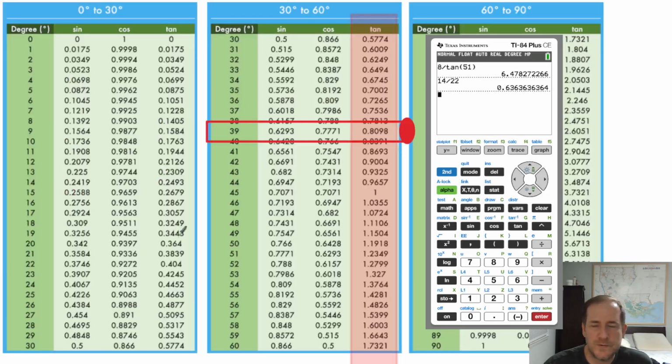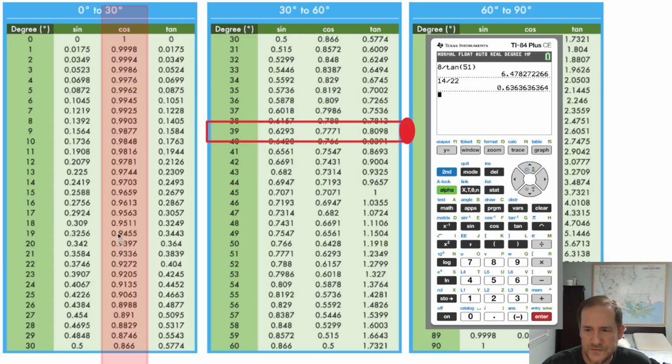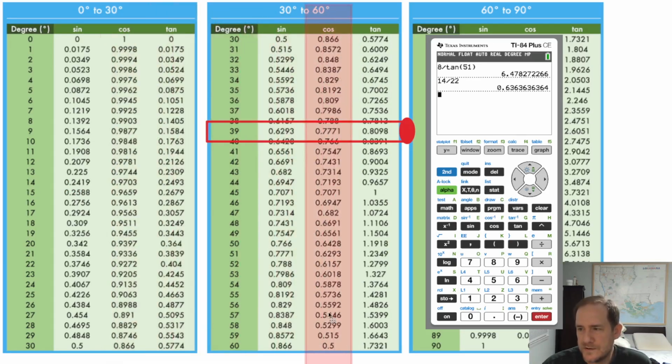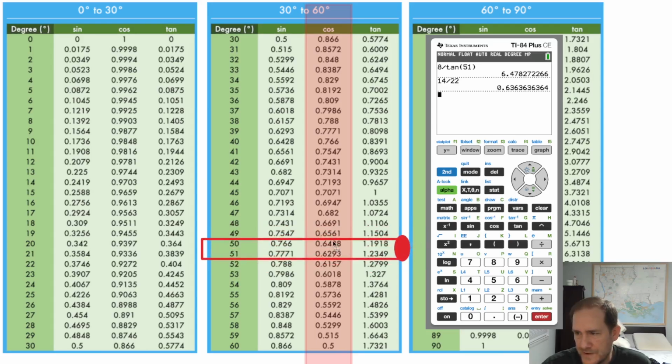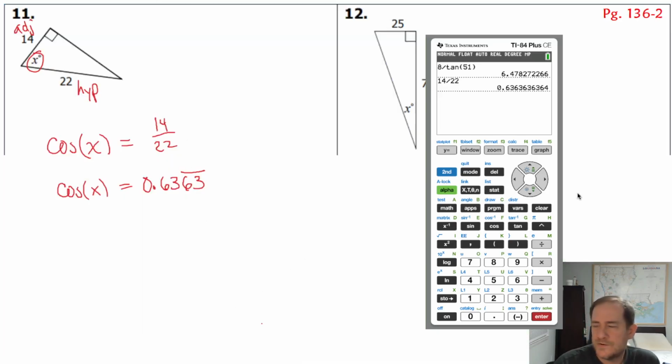So go to your table. You're looking down the cosine column. All these cosines are too big. Over here, yep, we're going to get small enough because here's 0.7, 0.70, 0.69. We're looking for 0.636363, so we found it. It's going to be between 6.4 and 6.2. So that gives us an angle that's between 50 and 51. So you can tell me that x is just some angle between 50 and 51.